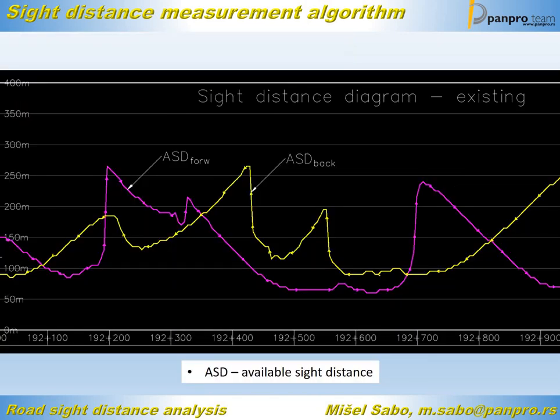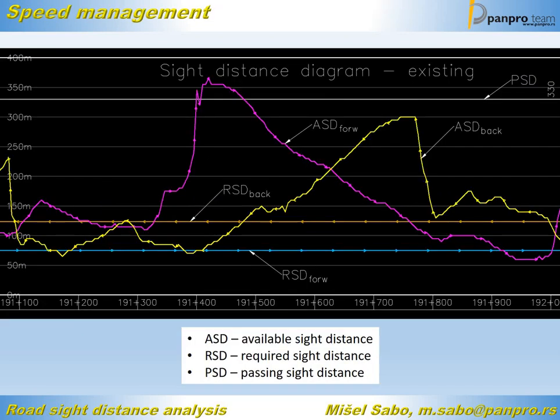This one, as well as all the other examples in this presentation, were taken from the elaborate of sight distance analysis and definition of measures to eliminate deficiencies that we prepared for the needs of the client Public Enterprise Roads of Serbia on the part of the State Road 1st B22, with a length of 46 kilometers. When we have a diagram of the available sight distance, we can compare it with the required and passing ones.